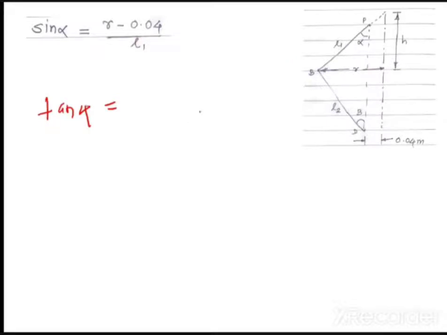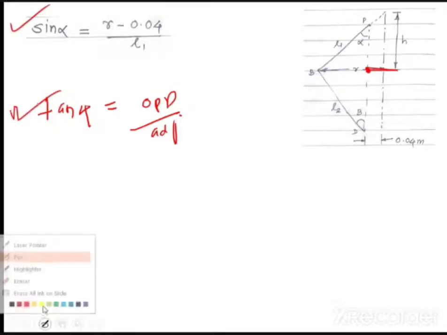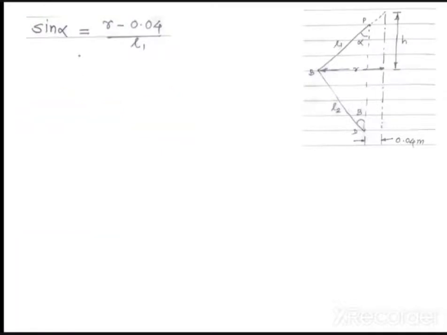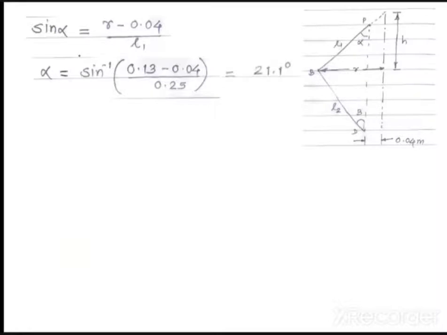Yeah, opposite side upon adjacent side. So you can take this distance. Okay, so same: opposite side upon adjacent side. You can either use tan alpha or sin alpha, whatever you want, it's in your hand. I have calculated for sin alpha, and I'm getting alpha is equal to 21.1 degrees.